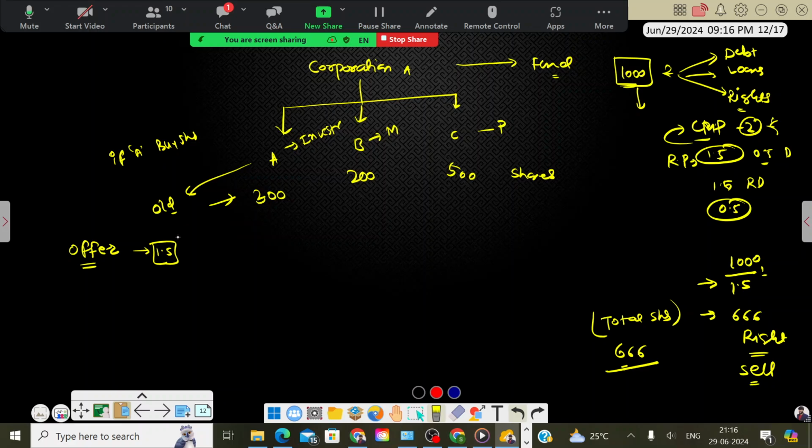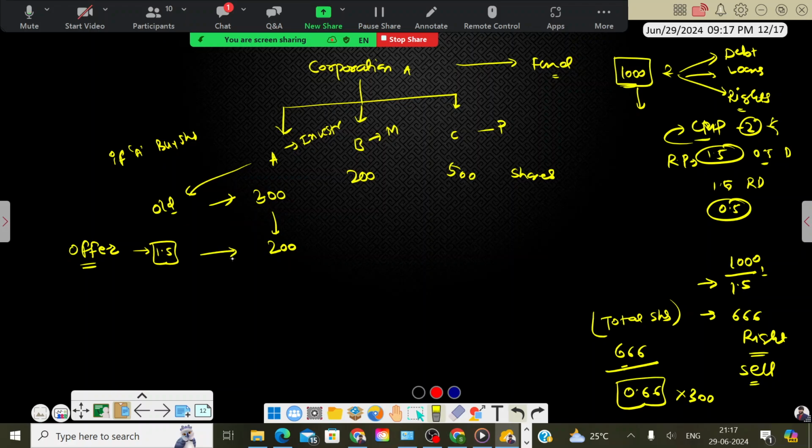So if you divide the old shares by 1000, it goes around 0.66 rights per equity. So basically this person is eligible for 300 shares, just multiply by 300, so it goes around 200 rights. So this person will get the rights for 200.